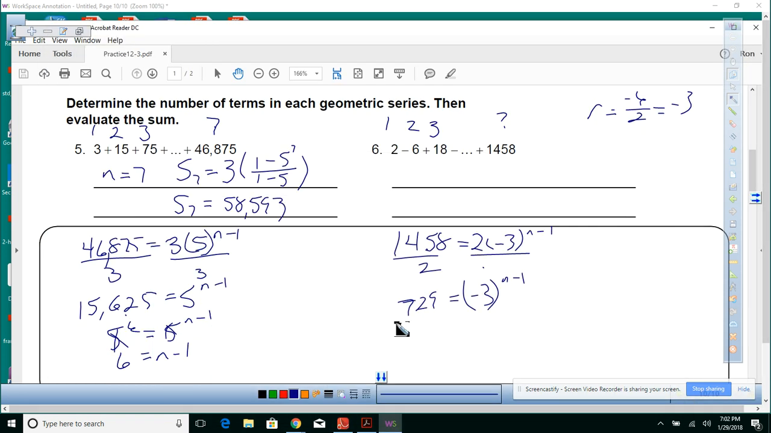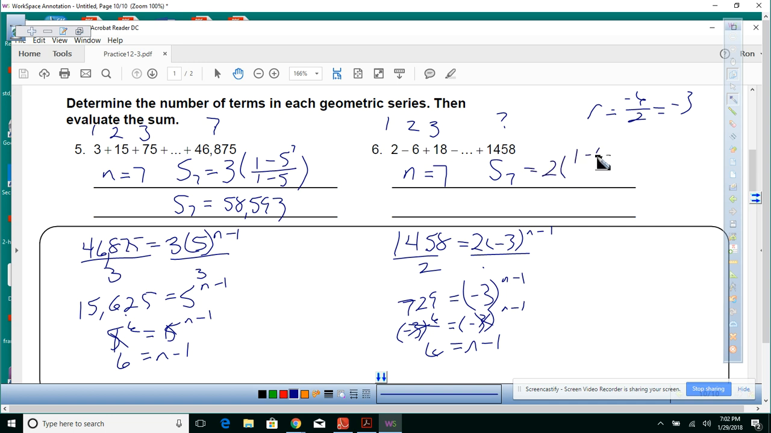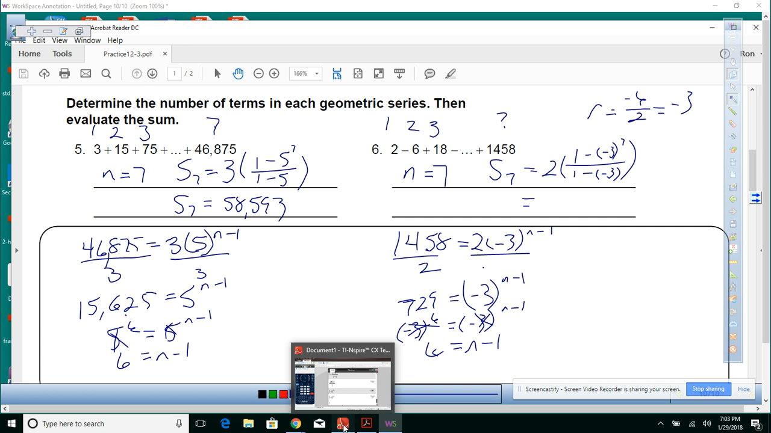So negative 3 to the 6 equals negative 3 to the n minus 1. Cancel out those bases. And I got 6 equals n minus 1. So n equals 7. S sub 7 is, and this time we have 2 times 1 minus negative 3 to the 7th over 1 minus negative 3. And what does that equal? Let's try.